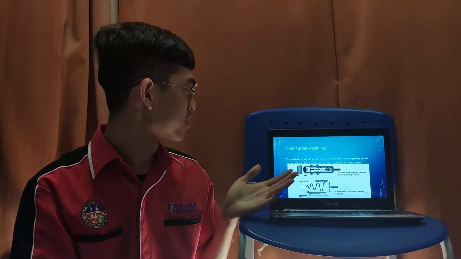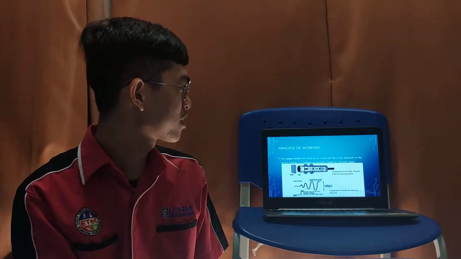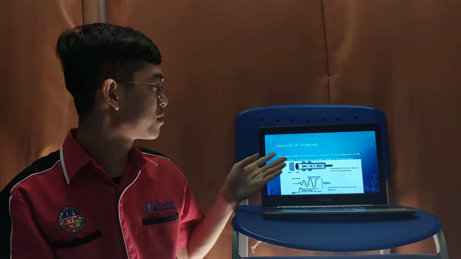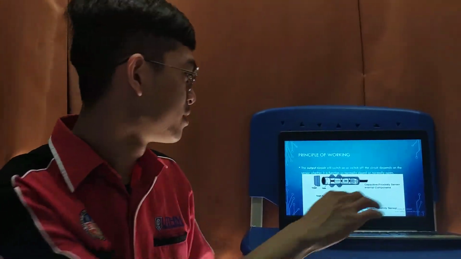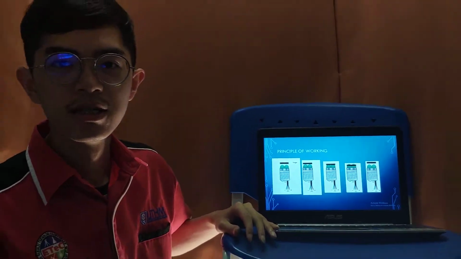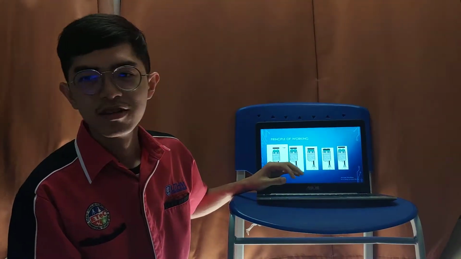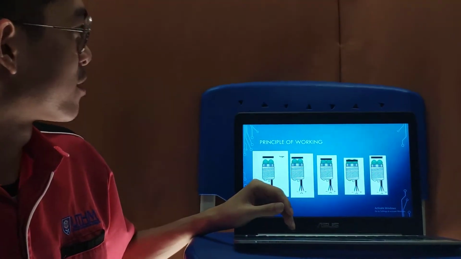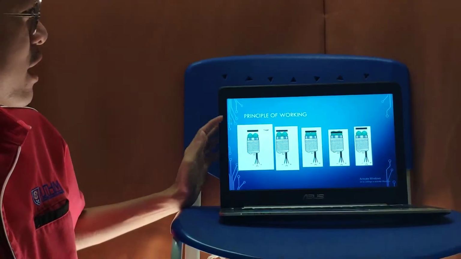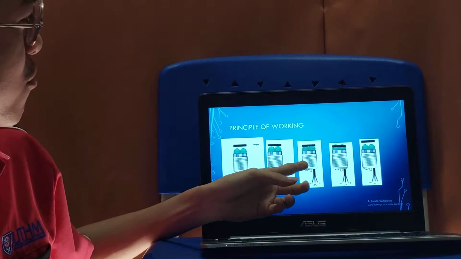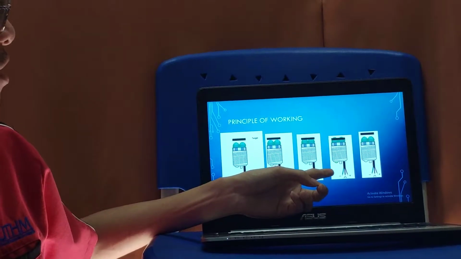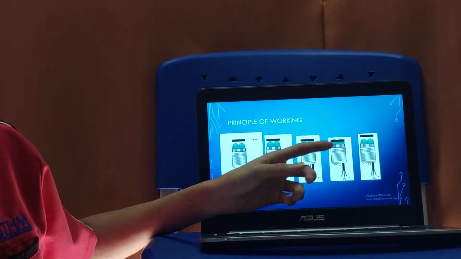So the output circuit will switch on or switch off the circuit depending on whether the sensor is functioning as normally closed or normally open. Next, this is the picture showing the principle of working. When the target reaches closely to the proximity sensor, the bulb will light up.